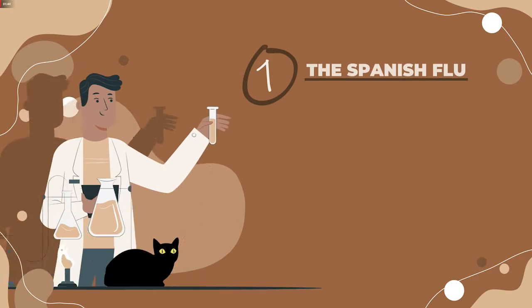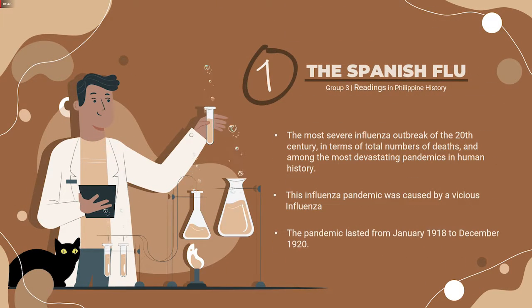The first pandemic on the list is the Spanish flu, the most severe influenza outbreak of the 20th century and, in terms of total numbers of deaths, among the most devastating pandemics in human history. This influenza pandemic was caused by a virulent virus strain of subtype H1N1, which resulted in an estimated 25 million deaths, though some researchers have projected that it caused as many as 40 to 50 million deaths. The pandemic lasted from January 1918 to December 1920.